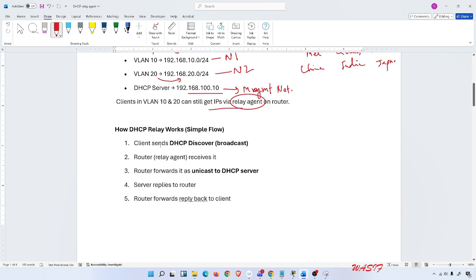How it works: the client sends the DHCP discover request to whom? To everyone in the broadcast domain. The router will receive it on one interface, and the router will have a relay agent on that interface. The router forwards it as unicast to the DHCP server.